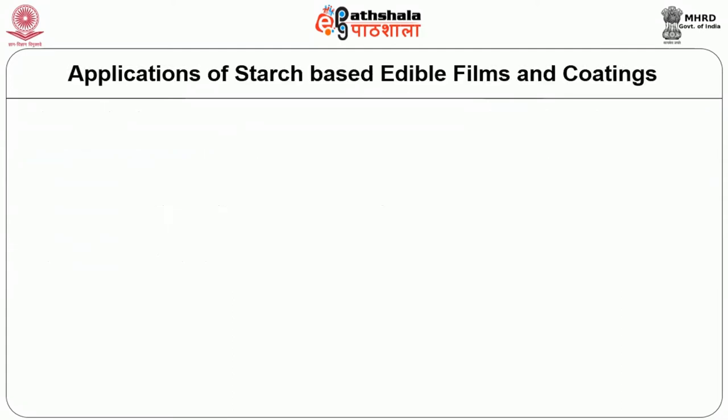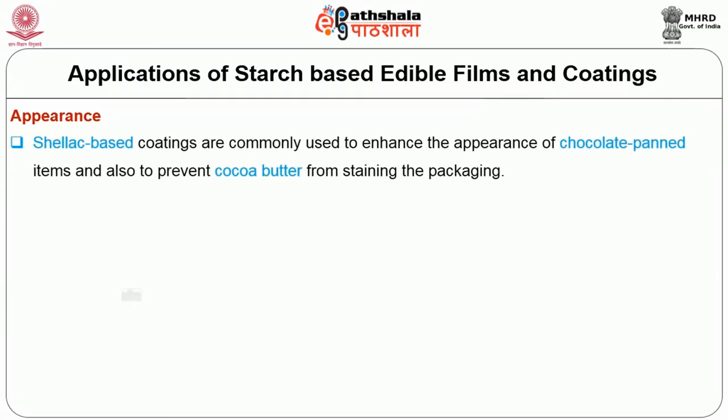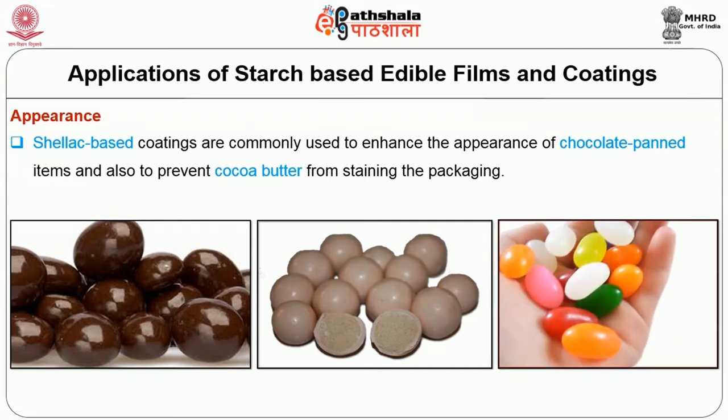We should know the applications of starch-based edible films and coatings. First one is to enhance the appearance. Shellac-based coatings are commonly used to enhance the appearance of chocolate pan items and also to prevent cocoa butter from staining the packaging. Examples are chocolate-covered peanuts, malted milk balls and jelly beans.